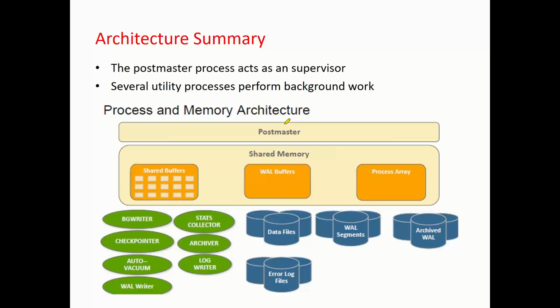So this is the main process, which is known as the postmaster process. The name tells you what it does: it is receiving the connection and then passing it on to the next process. That is the function of the postmaster. So whenever a user makes a connection, he makes a connection to the postmaster process.